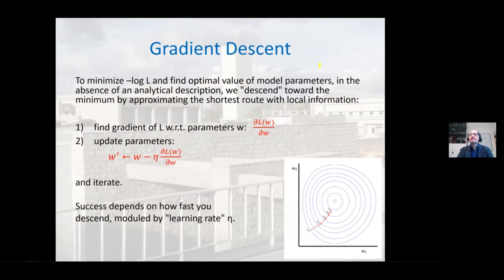So to find the optimal value of the parameters of your model, you have to minimize a loss. It's like the old problem, okay? Maximum likelihood or whatever. So you have to descend towards the minimum or ascend toward the maximum by approximating a gradient, okay? You find the gradient of the loss with respect to the parameters. And then you update the parameters with this gradient so that they go towards a better value of the loss. And so you are going orthogonally to these curves of same value of the loss if you go towards the gradient, okay? And success in this depends on how fast you descend, because you have a learning rate parameter here, which you need to tune very, very carefully in some cases.